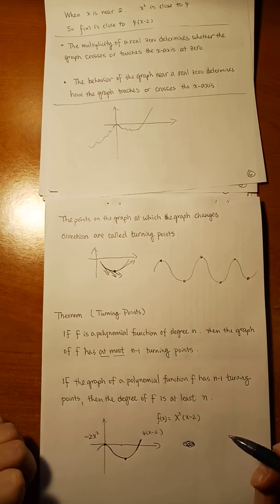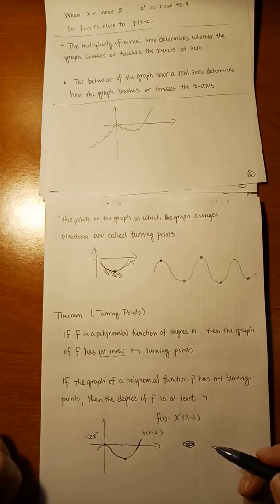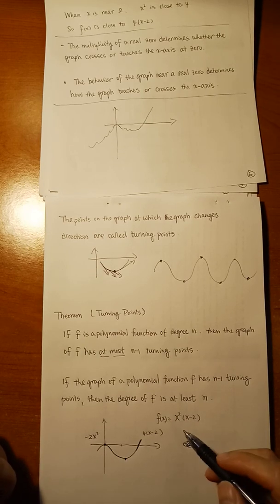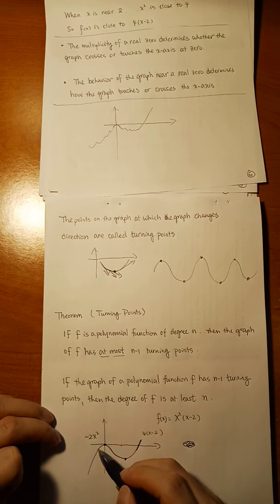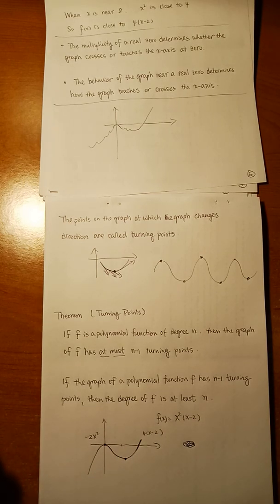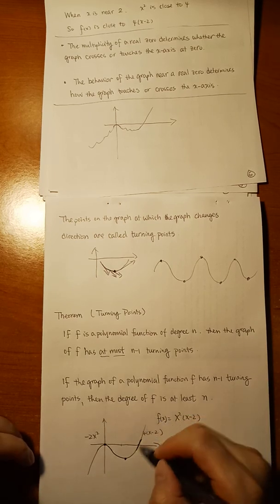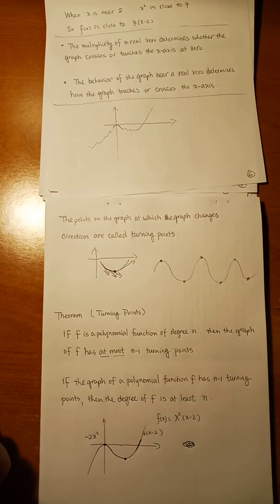So at any other point you cannot have a wave. If you have a wave, you will generate an additional turning point. Then it will violate the degree 3 condition. So the graph has to be like this. And also here it just goes straight up. Okay.